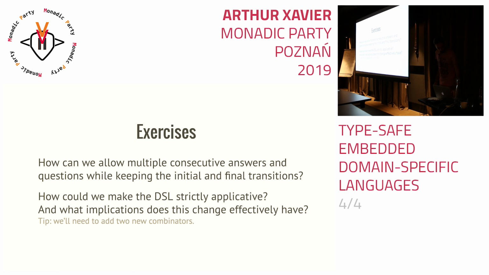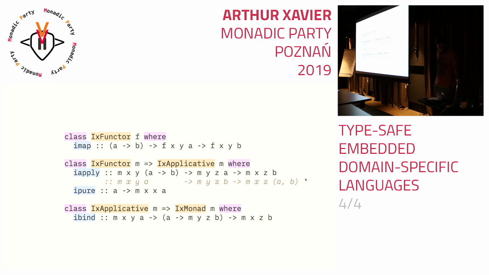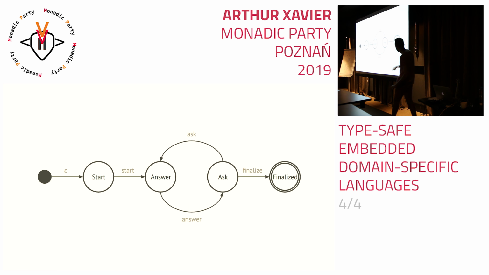Okay. So how exactly can we allow multiple consecutive answers and questions while keeping the initial and final state transitions? That means, how exactly can we also add a loop here and a loop here, right? Such that answer also brings us to this same state and ask also brings us to the same state, okay?